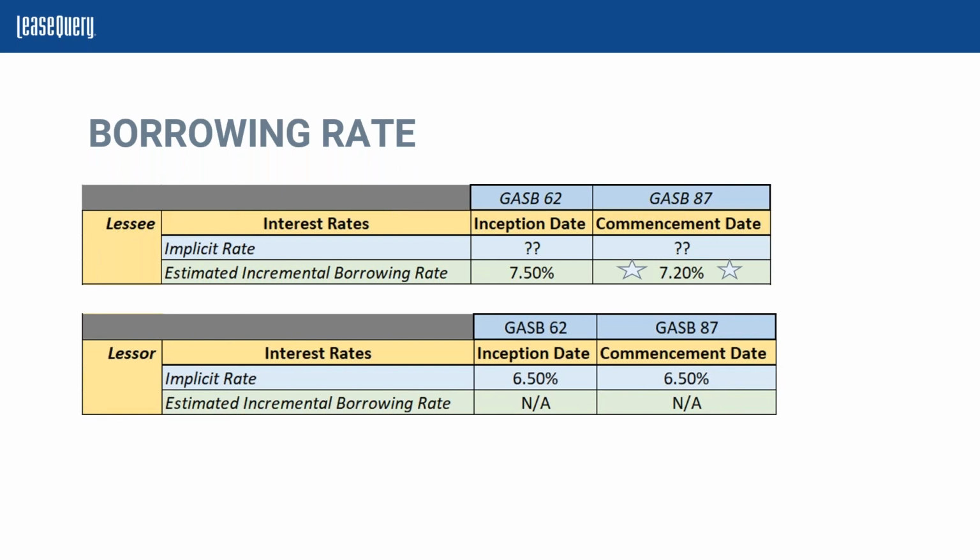However, in our example today, we are aware of the implicit rate. So the city is going to apply a rate as of the commencement date. So that's going to be 6.5%. As a recap, the school district has a rate of 7.2% and the city has a rate of 6.5%.